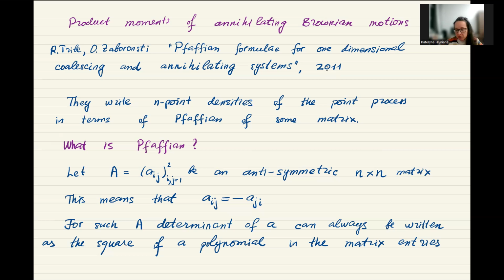And they give the answer in terms of the Pfaffian of some matrix. So this is another algebraic structure. So yesterday, if you remember, we considered point processes that had endpoint densities represented as a determinant of some matrix or a permanent of some matrix.